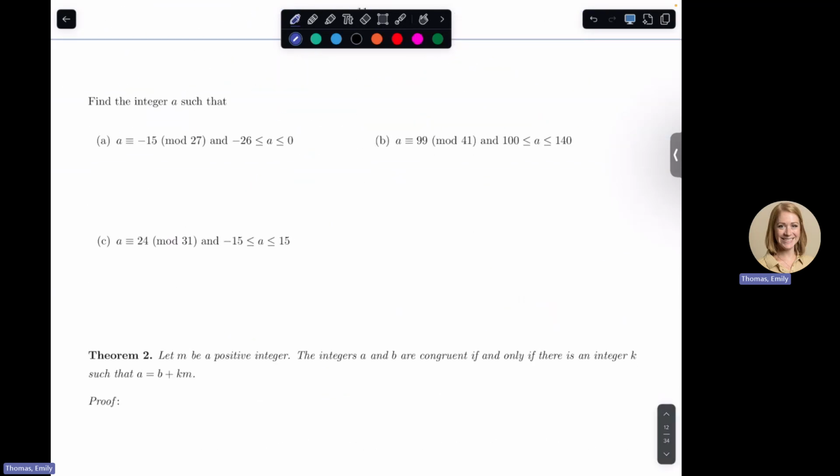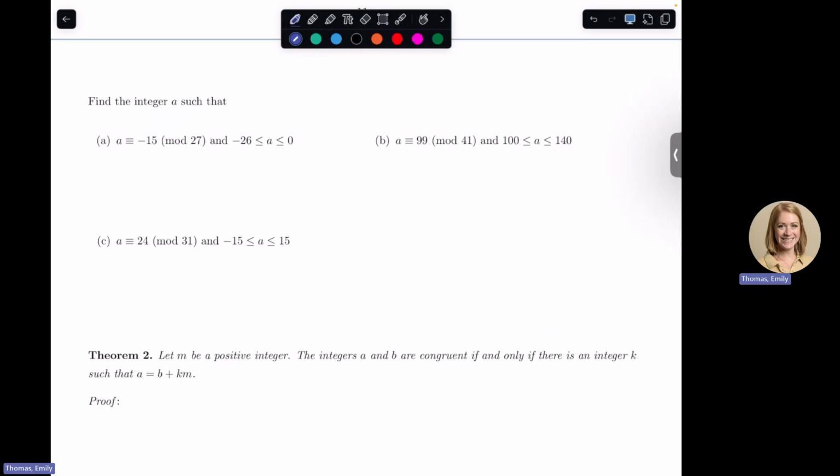On this one, we are finding integers A that will fit these scenarios. And then we're going to talk through what that means for theorem 2. And that's the proof I tried to do a few minutes ago, so you already have a heads up on that one.